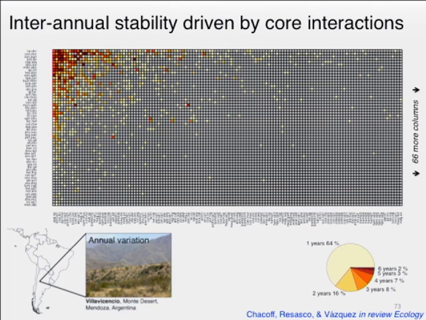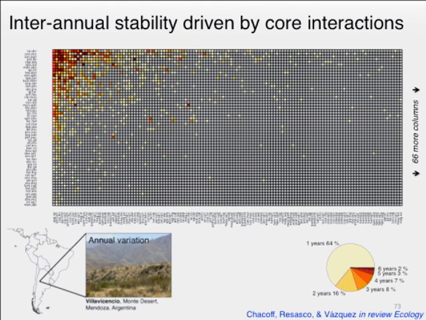So, jumping right into the punchline here. This is the Argentina data set, and we have the shade of color on a heat ramp representing the number of years that interaction occurred. We first of all see that most interactions are observed in a single year. Less than a quarter of them are seen for 3 years or longer.